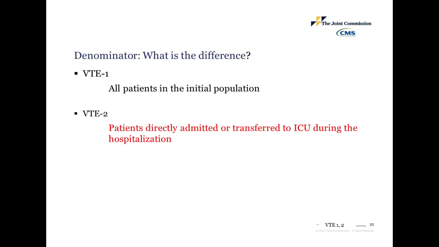So once a patient qualifies for initial population, the process moves to the denominator. And although VTE-1 and 2 have the same initial population, the denominator changes between the two measures. In VTE-1, the denominator includes all patients in the initial population. For VTE-2, the denominator is refined to include only direct admits or transfers to ICU anytime during the hospital stay.